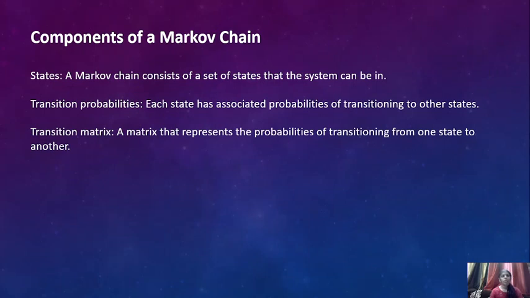Components of a Markov chain. States. A Markov chain consists of a set of states that the system can be in. Transition probabilities. Each state has associated probabilities of transitioning to other states. Transition matrix. A matrix that represents the probabilities of transitioning from one state to another.